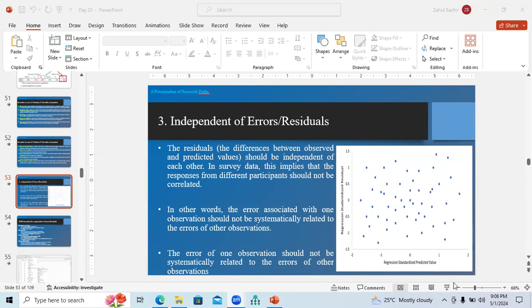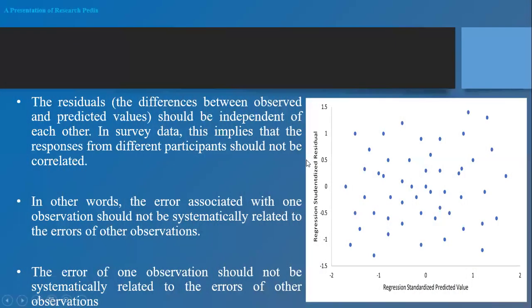The third assumption is the independence of error, or independence of residuals, an important assumption for regression analysis. The residual means the difference between observed and predicted values. Observed values are the values that we have collected, the data that we have collected. Predicted values are the values that we have estimated from the software. So the residual, or the error, is the difference between what we have collected and what we have predicted.